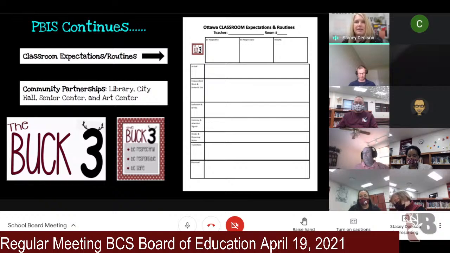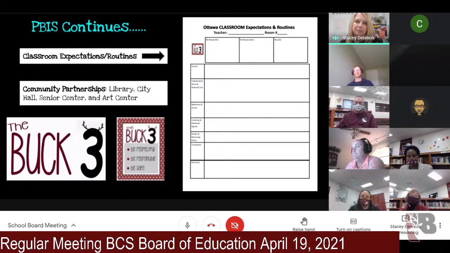And the template that you see on the screen is one that has been developed. Teachers are filling that out, naming what it looks like in their classroom to be respectful, responsible, safe. What does arrival procedures look like? What does dismissal procedures look like? And this has really helped when substitute teachers come into the building, that each classroom has one of these expectation and routine plans. And we're going to continue to refine and talk about what common expectations we can start implementing in each classroom.